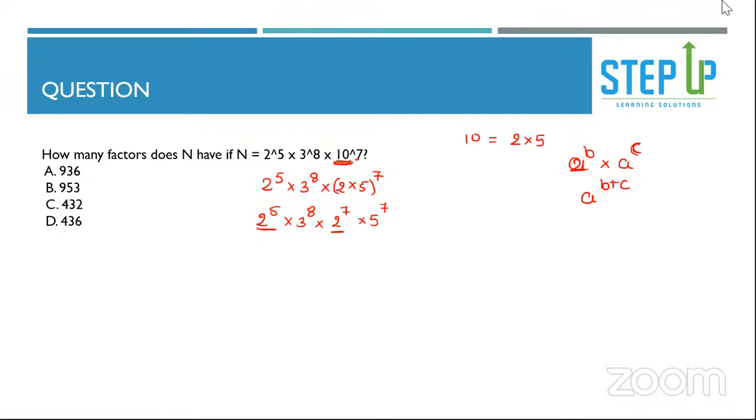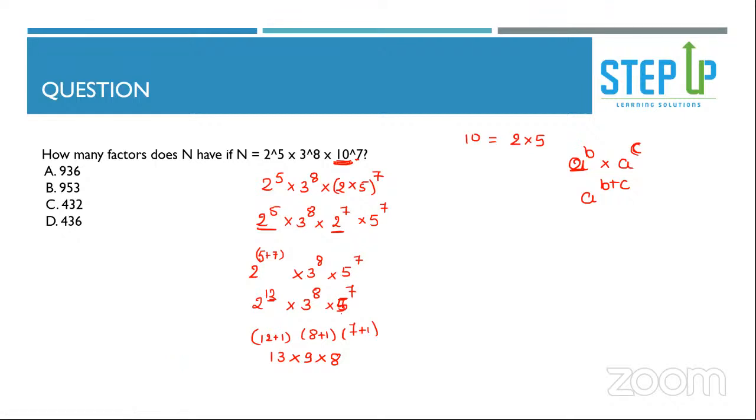I hope you know that, right? So this will be what? 5 plus 7 into 3 to the power 8 into 5 to the power 7. So 5 plus 7 is 12. 2 to the power 12 into 3 to the power 8 into 5 to the power 7. So 12 plus 1 into 8 plus 1 into 7 plus 1. 13 into 9 into 8.